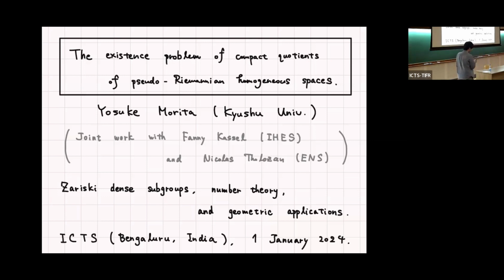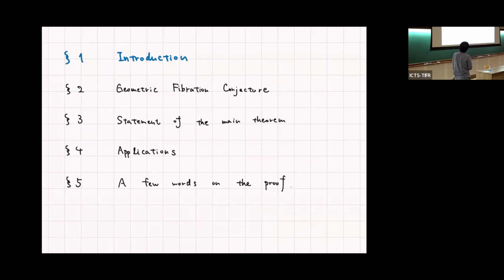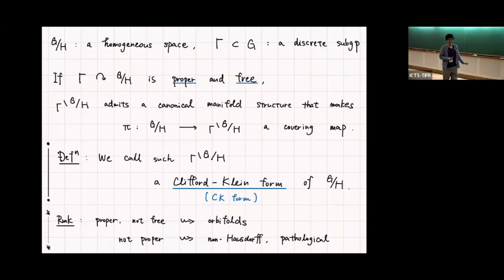Okay, and so let me start with the introduction. Although in this morning Professor Kobayashi gave a wonderful lecture, so I might repeat some parts. But anyway, let G/H be a homogeneous space. Today I will concentrate on the real case, so the homogeneous space always means a quotient of a real Lie group by a closed real subgroup, and Γ is a discrete subgroup of G. And we want to construct a manifold locally modeled on G/H by taking a quotient by Γ.